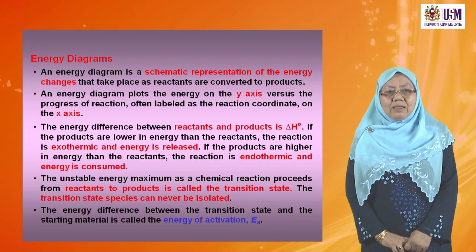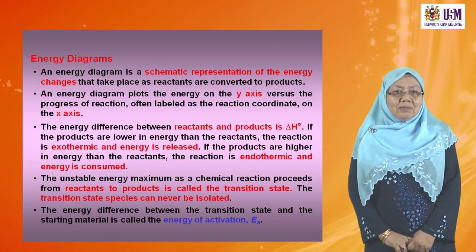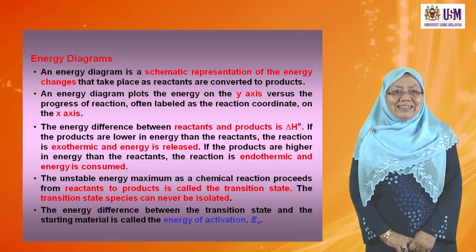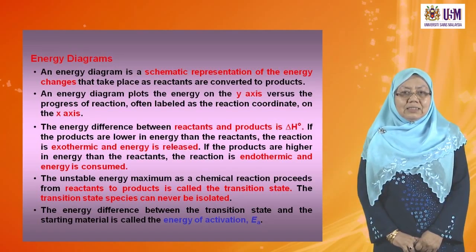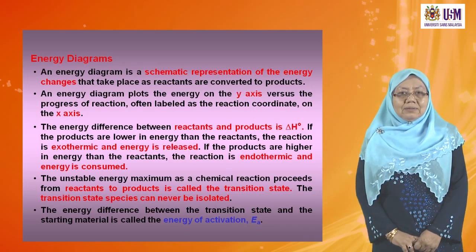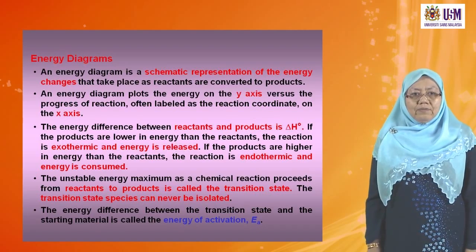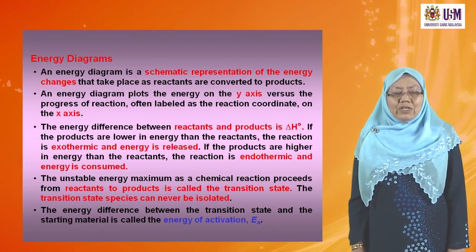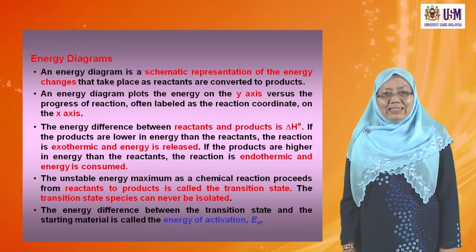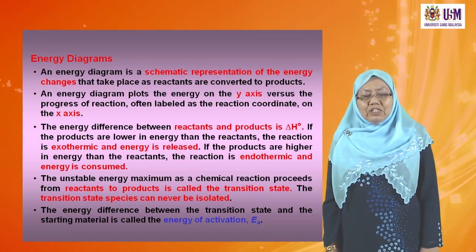In order to describe how a reaction proceeds, we need to use energy diagrams. An energy diagram is a schematic representation of the energy changes that take place as reactants are converted to products. An energy diagram plots the energy on the y-axis versus the progress of the reaction, often labeled the reaction coordinate, on the x-axis. The energy difference between reactants and products is delta H naught. If the products are lower in energy than the reactants, the reaction is exothermic and energy is released. If the products are higher in energy than the reactants, the reaction is endothermic and energy is consumed.